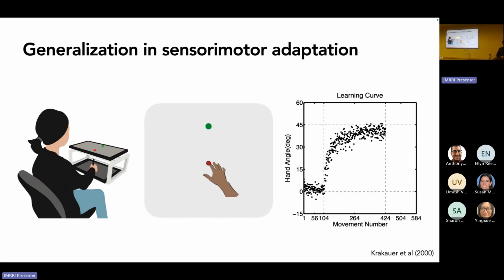And then at the end of the experiment, you turn off the rotation, take the cursor away, have the participant reach the target, so aim directly to the target, and then have this after the fact. And this is kind of the implicit signature of motor learning.